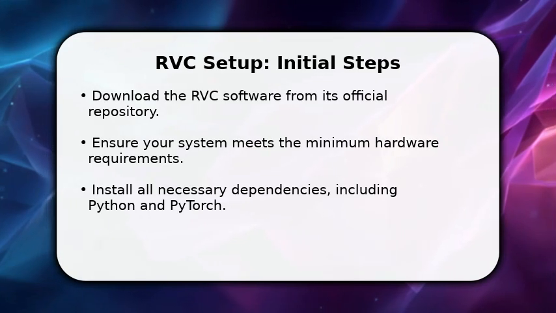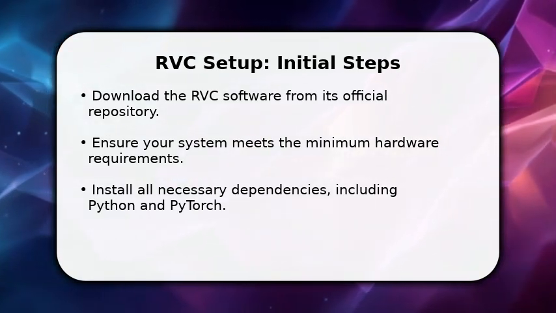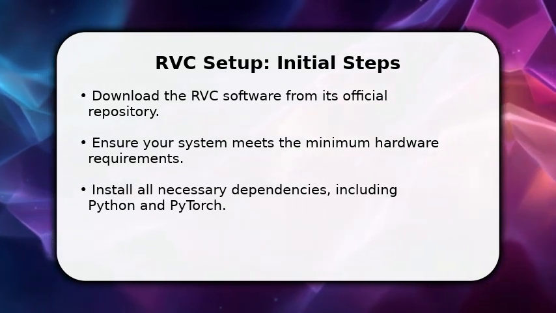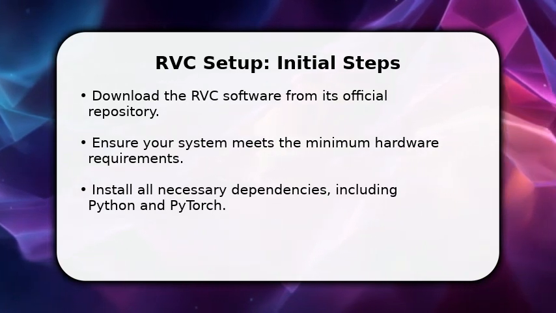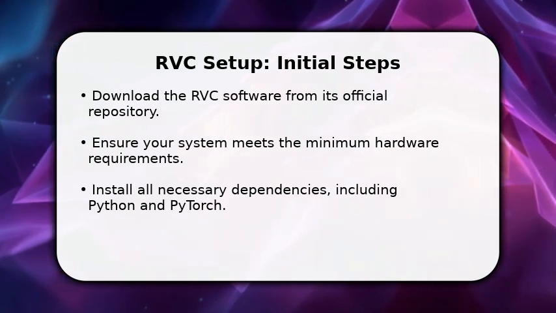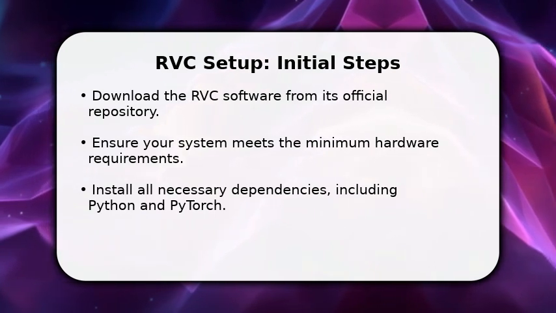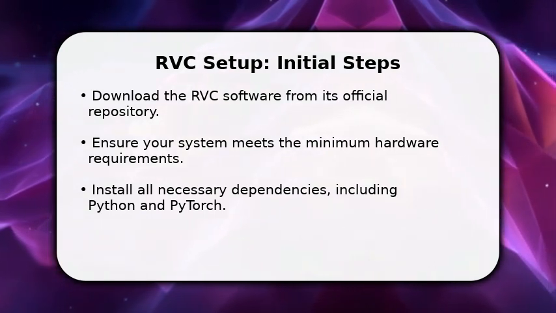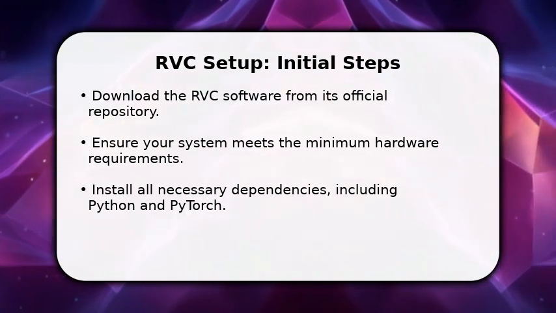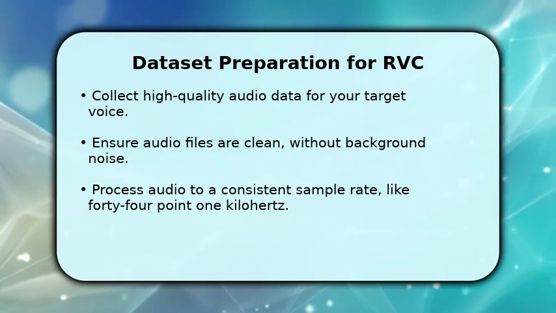In this video, I will explain how to set up RVC. First, you'll need to download the RVC software from its official source, typically a GitHub repository. Make sure your computer meets the minimum hardware specifications, especially regarding your graphics processing unit, which should have at least 6 GB of video random access memory. Next, install all required software dependencies, such as Python version 3.10 or higher, and the appropriate PyTorch version for your system.